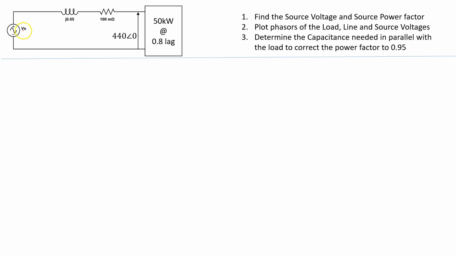We have a source, a transmission line, which we represent by inductive reactance and a resistance, and we have some load details. The load is a 50 kilowatt load at 0.8 power factor lag, and the voltage across the load is 440 volts. Now notice we specify the voltage at the load side and not the source side, because typically that is what you want to do. You want to ensure the voltage at the load remains constant.